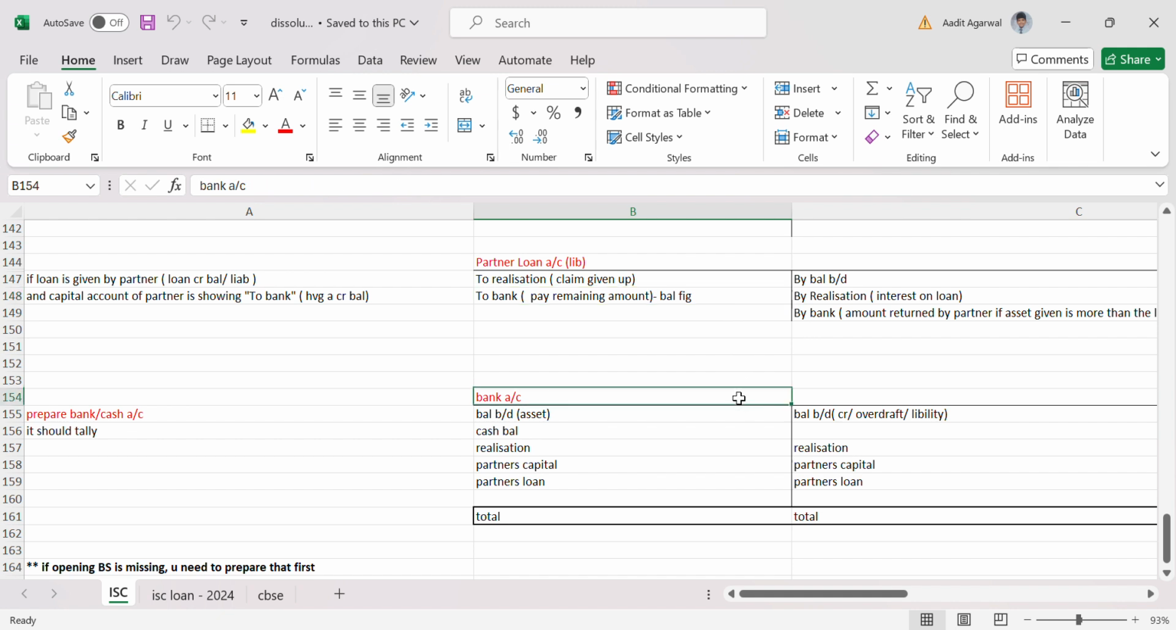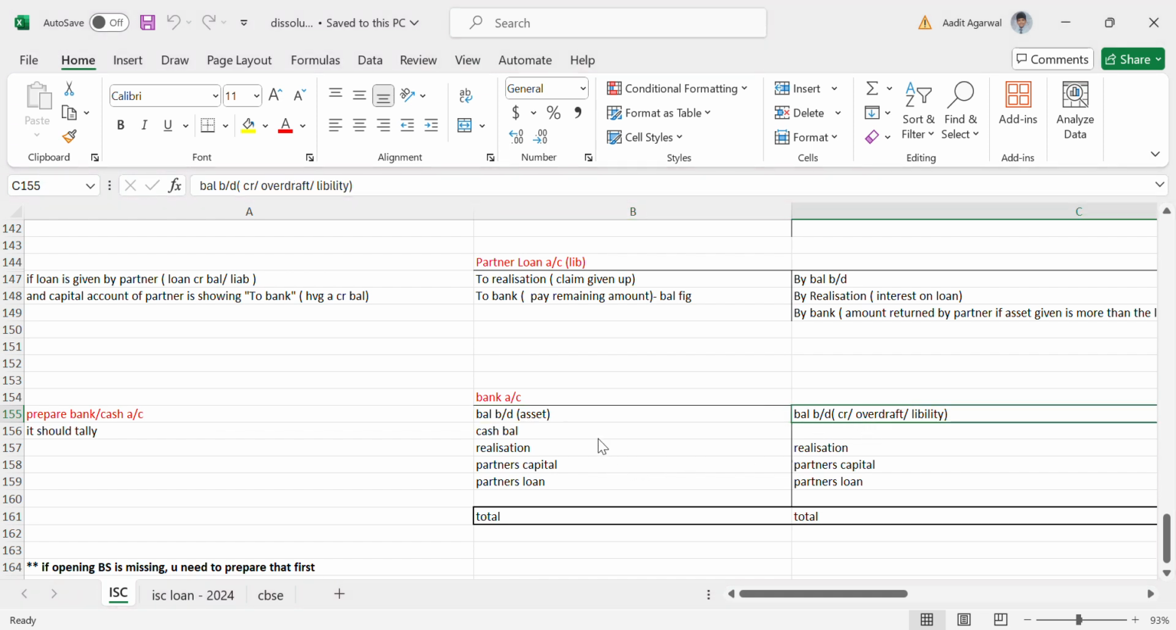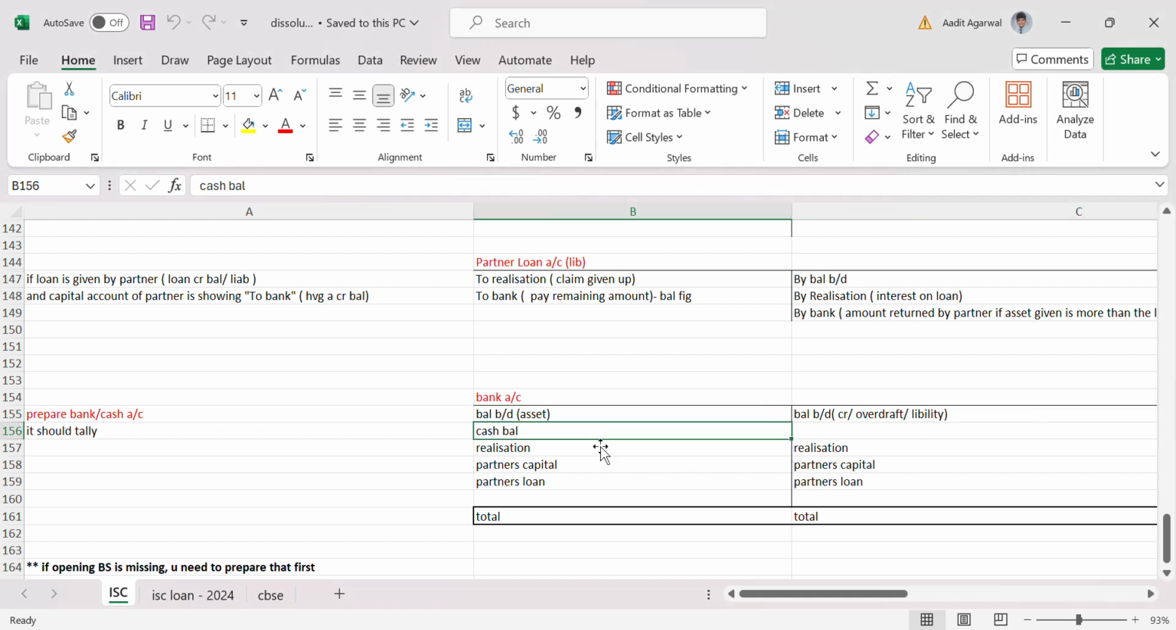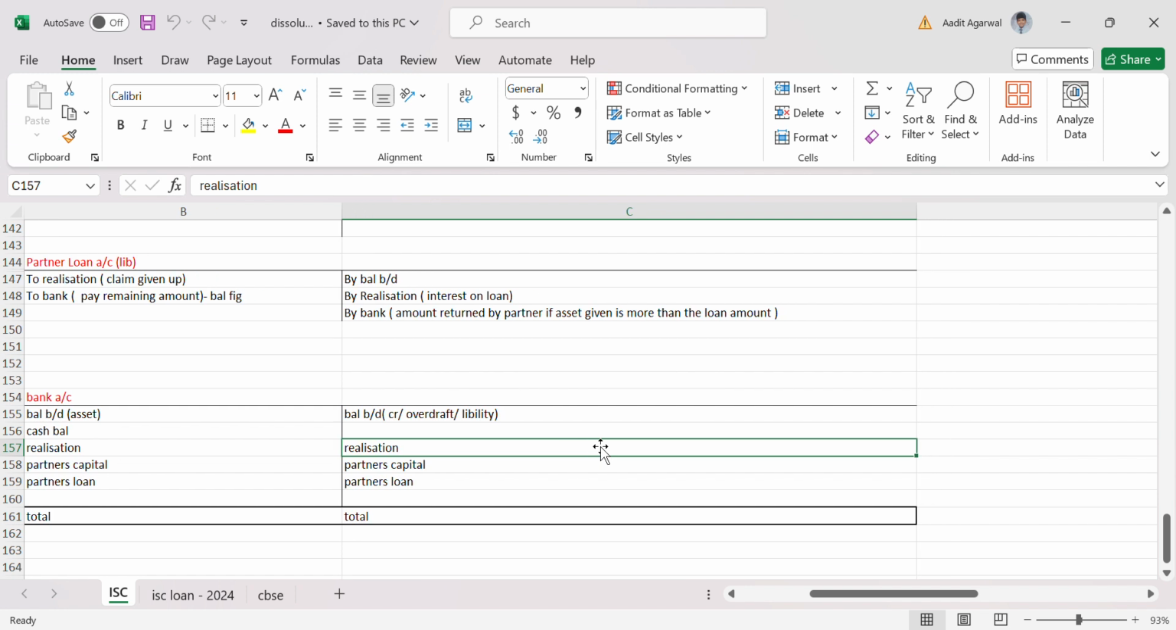Then in the end, you prepare the bank account. For opening balances, if it's on the asset side, record it on the debit side. If bank is an overdraft, then you record it on the credit side. Suppose a cash balance is also given in the question, you record it on the debit side because it's an asset. Check your realization account. In the realization account, if bank or cash was credited, then in this account it will be debited.